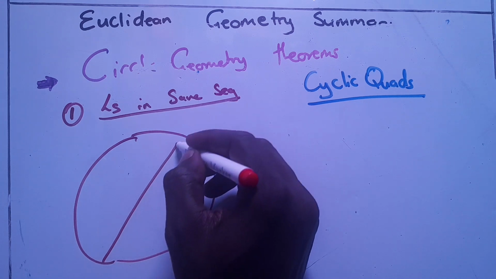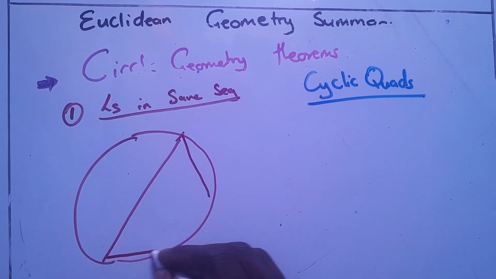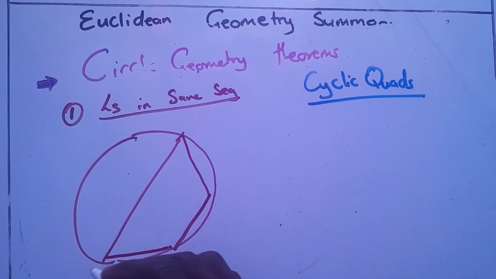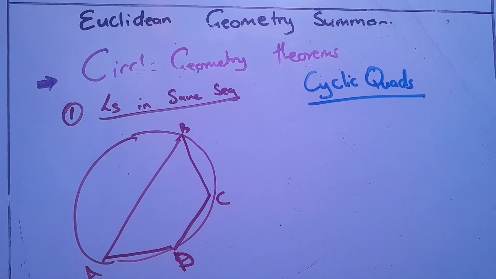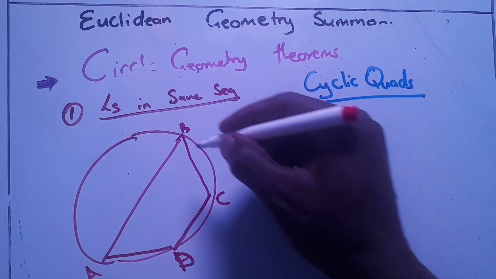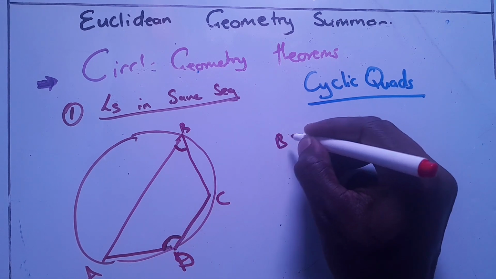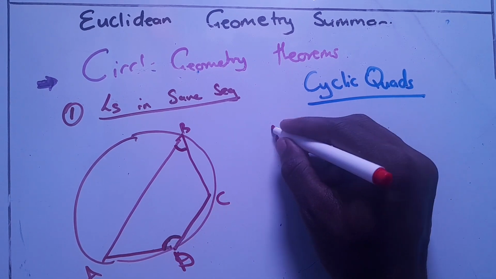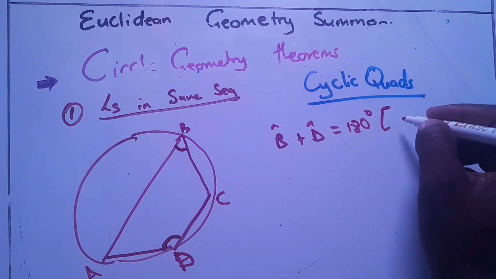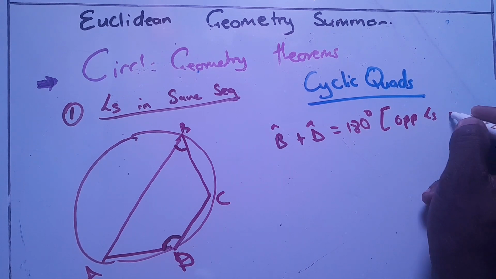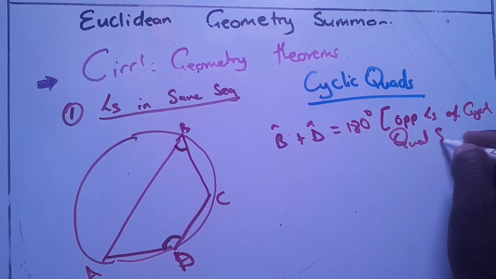I'm sorry for the shape, guys. Maybe something like this. So this is our cyclic chord ABCD. We also know that opposite angles of a cyclic chord are supplementary. So it means that our B plus our D is equal to 180, right? Because opposite angles of a cyclic chord are supplementary.